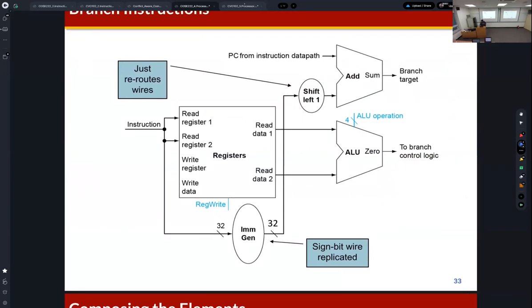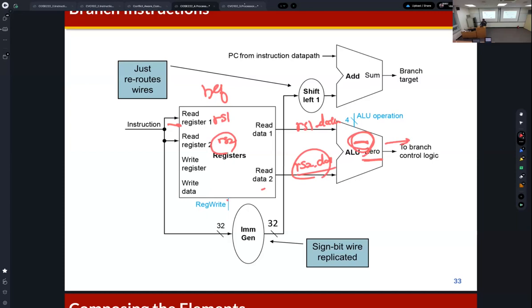So when the BEQ is executed, RS1 is given to the read register 1 port of the register file, and RS2 is given. Then we can get RS1 data from the read data 1 port, and RS2 data from the read data 2 port of the register file. And then for the branch instruction like BEQ, the ALU performs subtraction. Then we can get 0 if the RS1 data is equal to RS2.